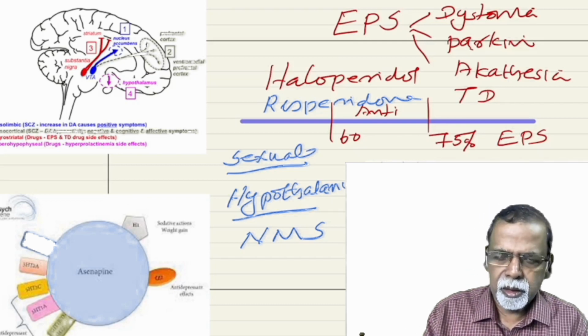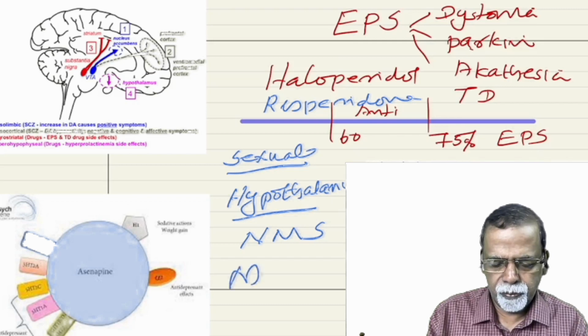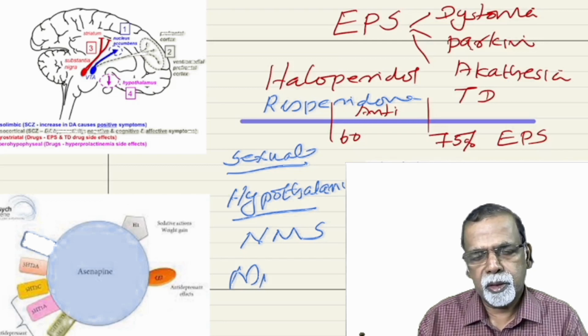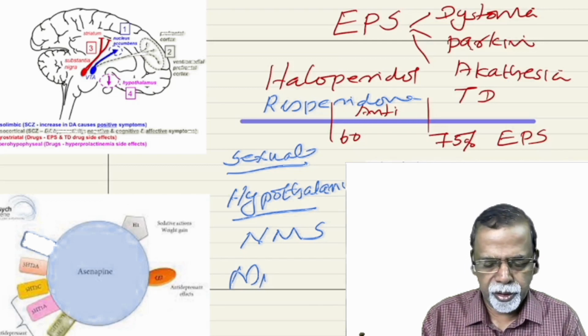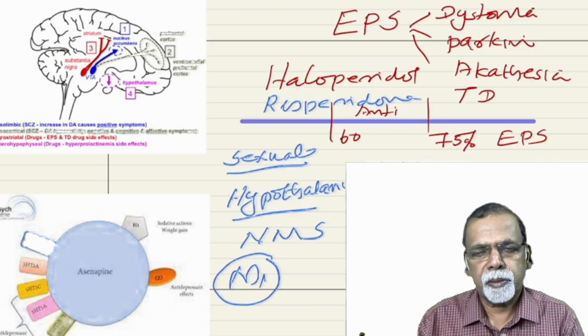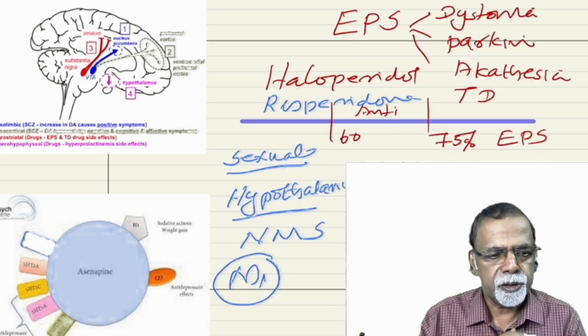Then the antipsychotics act on the muscarinic receptors, and this will lead on to dryness of mouth, constipation, and urinary retention. Glaucoma can also be precipitated. So this point should also be kept in mind.